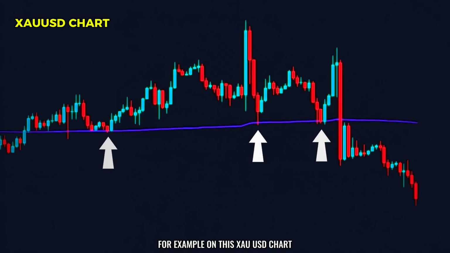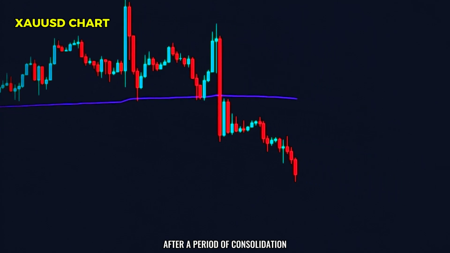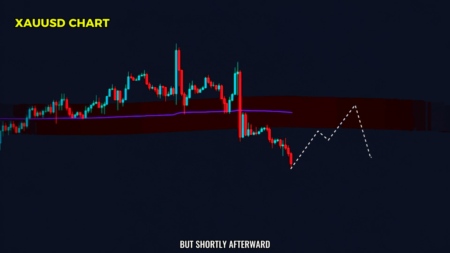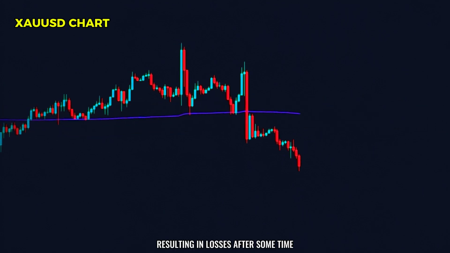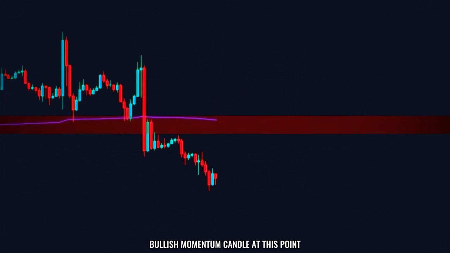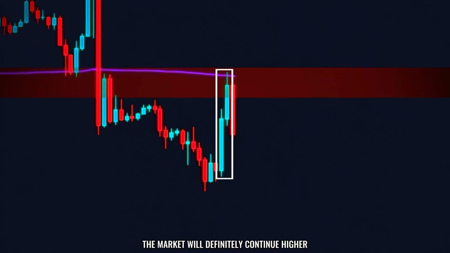For example, on this XAUUSD chart, a massive momentum candle appears after a period of consolidation. Many retail traders interpret this as a range breakout and immediately enter long positions. But shortly afterward, the market reverses lower and hits their stop losses, resulting in losses. After some time, price moves down and then forms another large bullish momentum candle. At this point, many traders think, this time the market will definitely continue higher. They enter another long trade. Unfortunately, the market once again reverses lower and hits their stop losses.